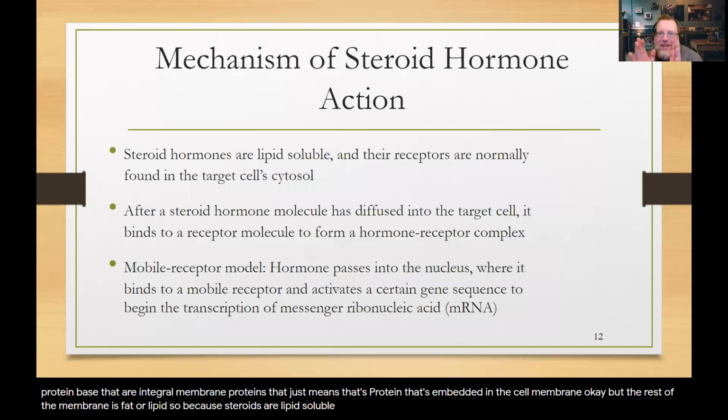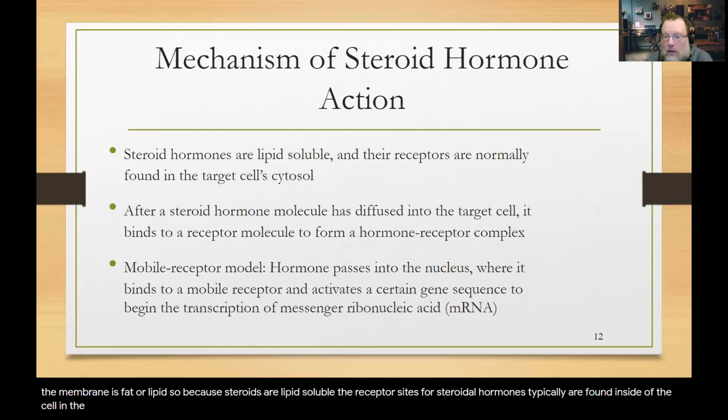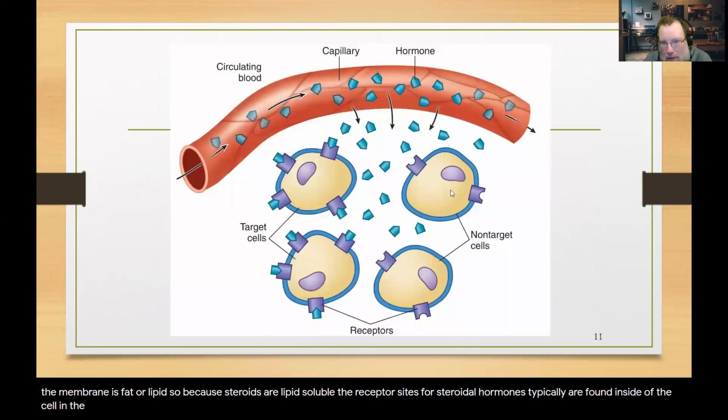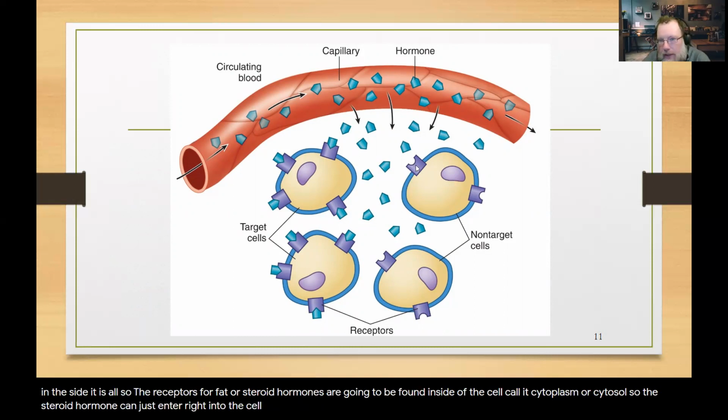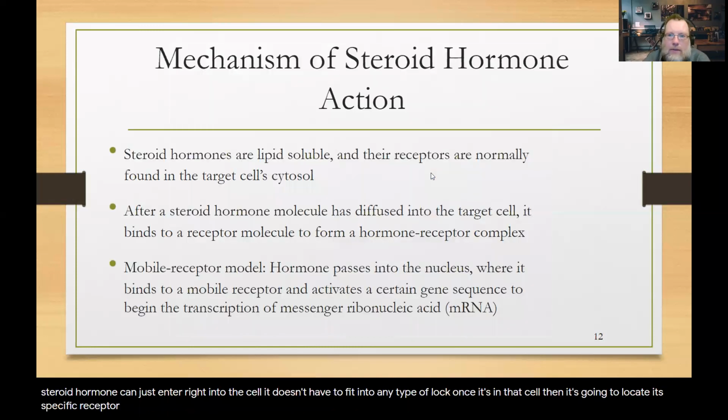the receptor sites for steroidal hormones typically are found inside of the cell, in the cytosol. So the receptors for fat or steroidal hormones are going to be found inside of the cell. Call it cytoplasm or cytosol. So the steroid hormone can just enter right into the cell. It doesn't have to fit into any type of lock. Once it's in that cell, then it's going to locate its specific receptor sites on some of the organelles of the cell. So that's all this is talking about.